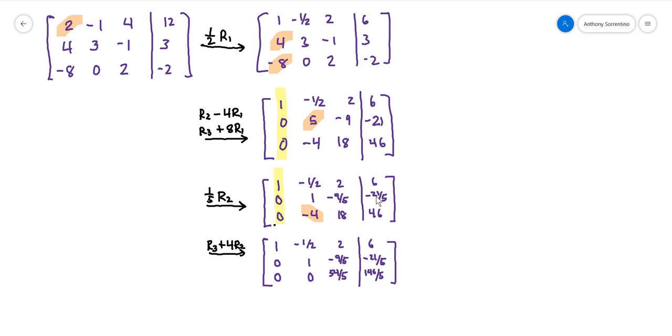I'm almost done. The last thing I need to do to get this in the row echelon form is that this has to become a 1. And so my row operation, I'll just move it over this way so it doesn't get too low, is going to be 5 over 54, the reciprocal, times row 3. Which means that, again, these 2 rows are going to be left alone.